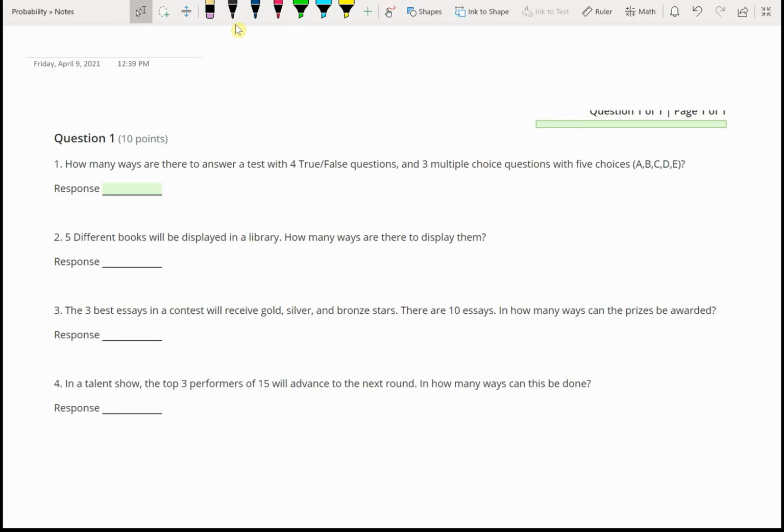Maybe this will help. So number one, how many ways are there to answer a test with 4 true-false questions? So we have four true-false. 1, 2, 3, 4. And there's only 2 ways you can answer a true-false question, either true or false. So 2, 2, 2, and 2. And then the tests also have 3 multiple choice questions with choices of A, B, C, D, or E. And so for each of those multiple choice questions, there are 5 ways you can answer that: A, B, C, D, or E. So the number of ways is 2 raised to the 4th times 5 to the 3rd. And so 2 raised to the 4th times 5 raised to the 3rd will give you 2,000. So this was 2,000.